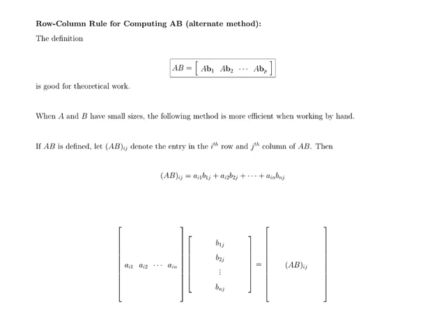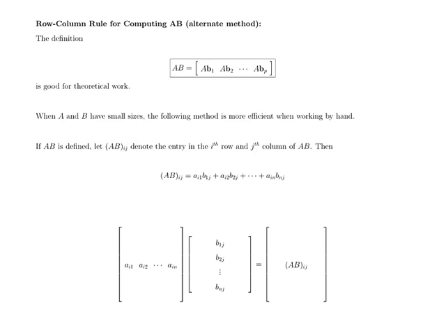So we're going to look at a different way of computing AB. This is what we're going to use usually because the definition is good for theoretical work, but when we have small sizes of matrices, it's good to just do a much quicker row by column method of computing AB.